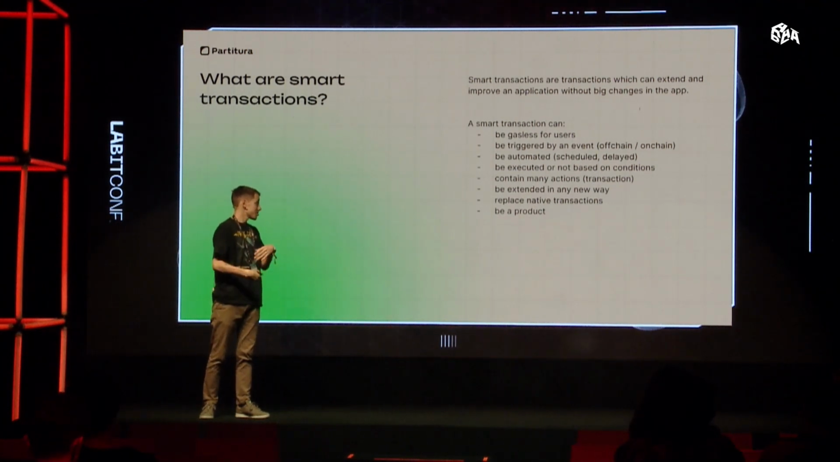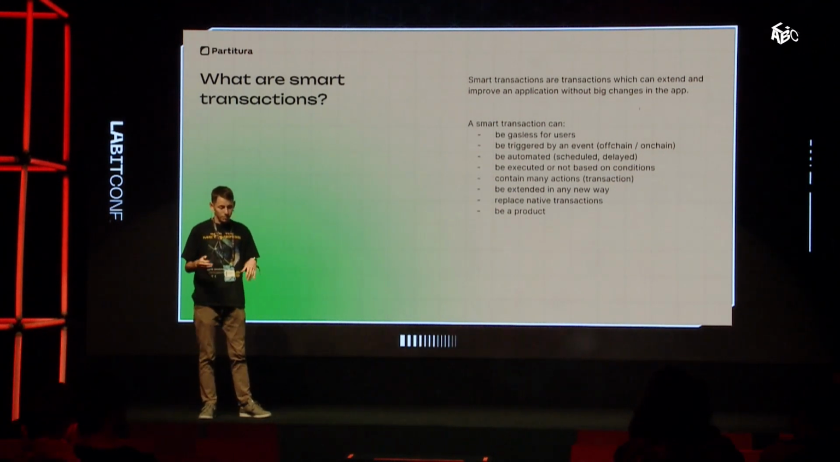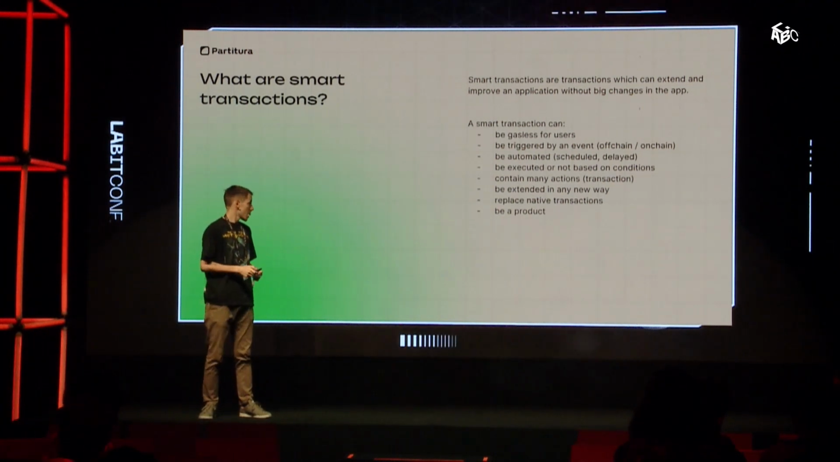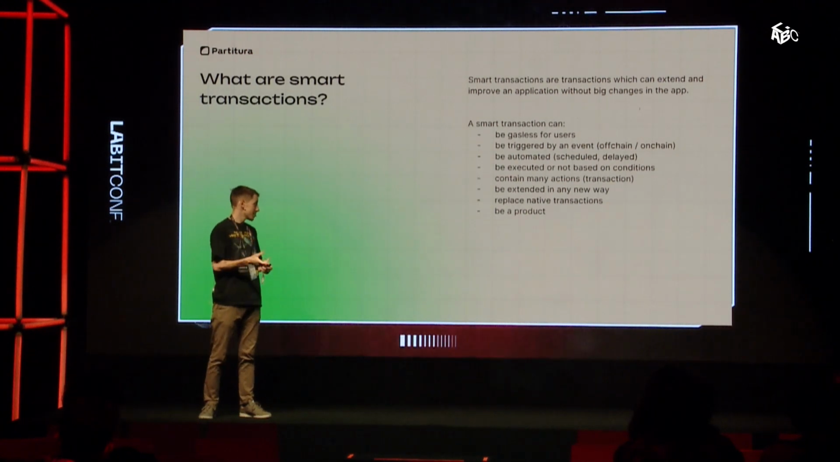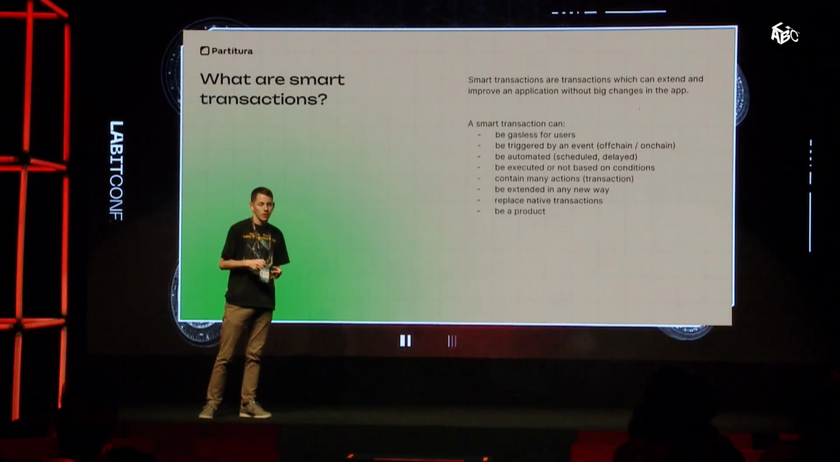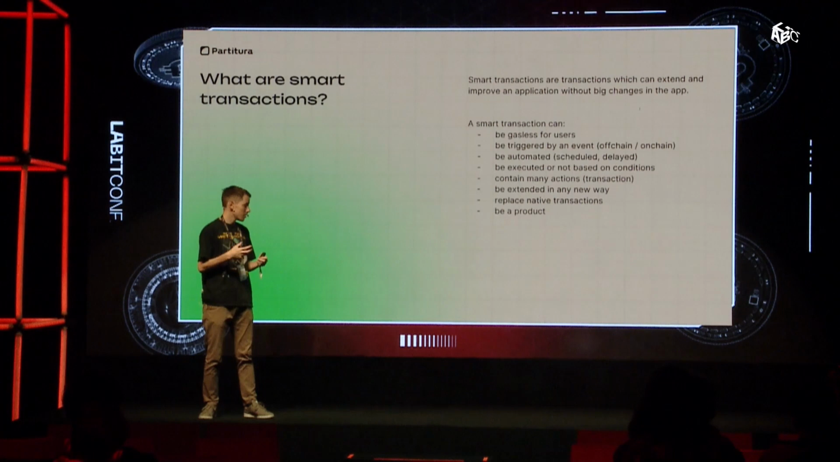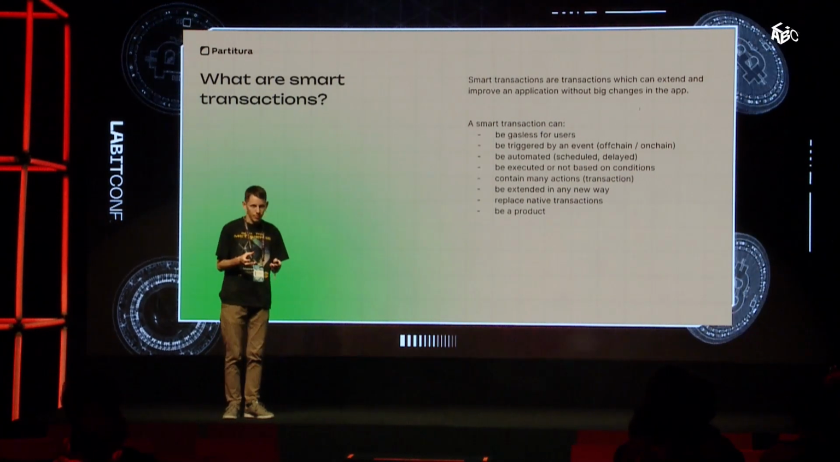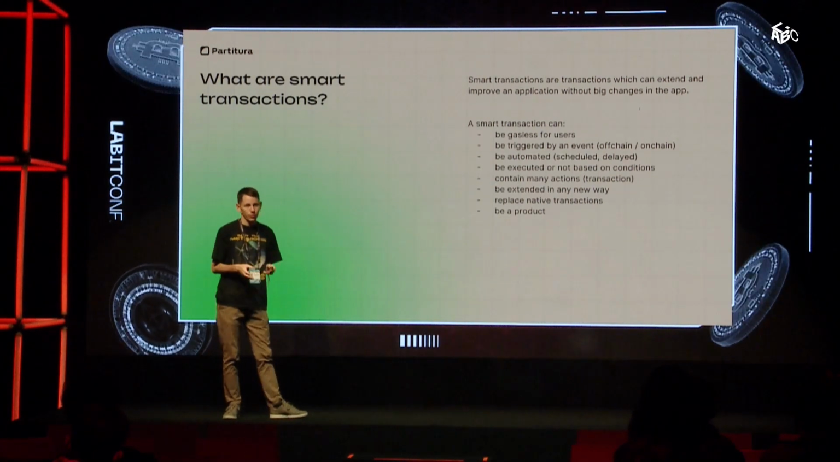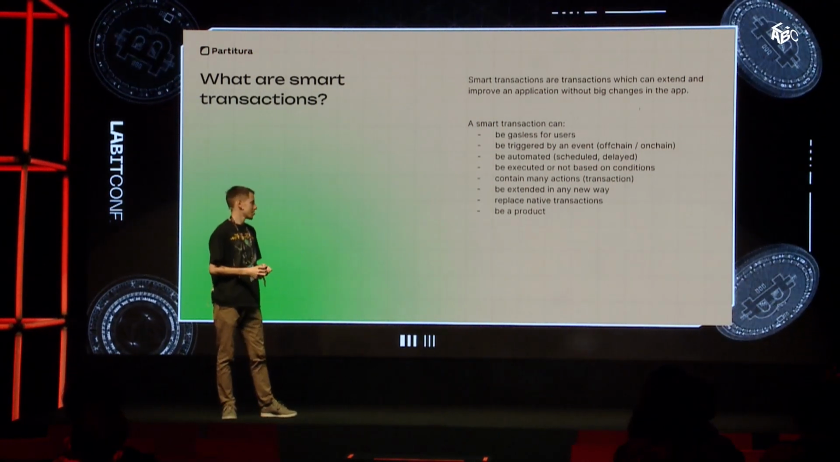It can contain many actions, many transactions, many calls. So it's batching. It can be extended in any new way. In my presentation, I mentioned only automation, triggers, and conditions, but if you have your own needs, you can implement it for your bundler, for your node, open source it, and if people need it, they will run the same code.